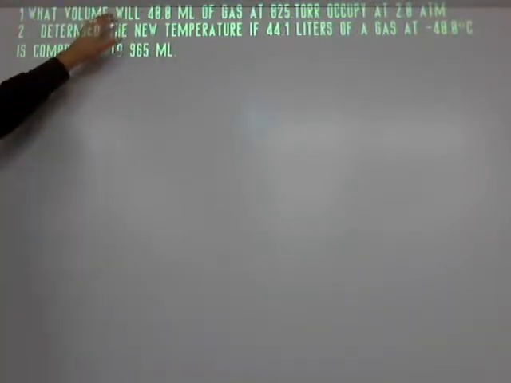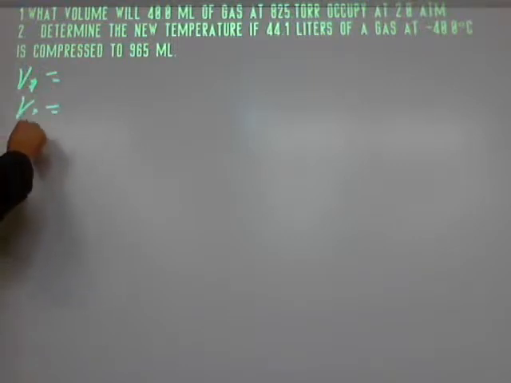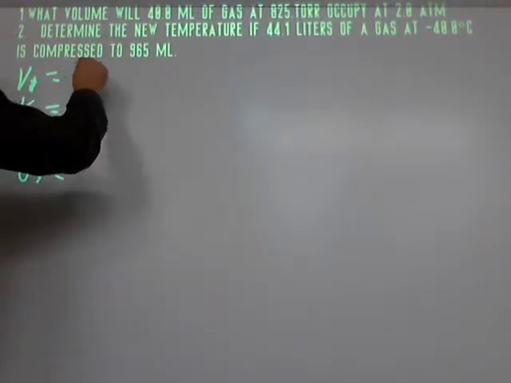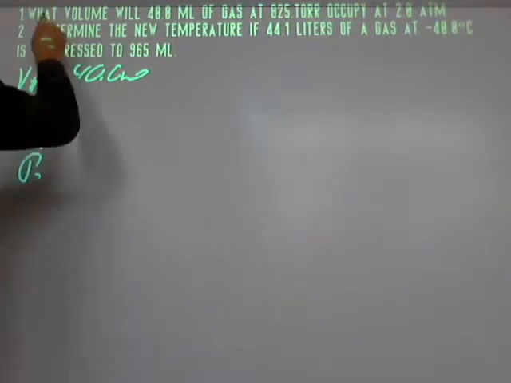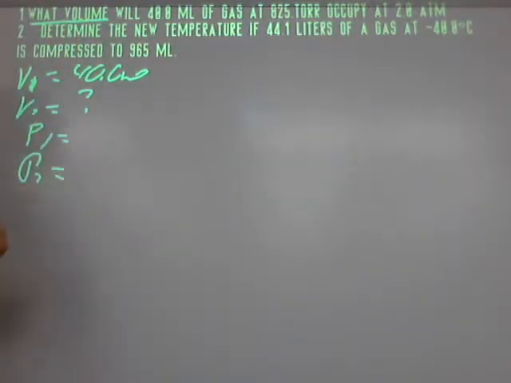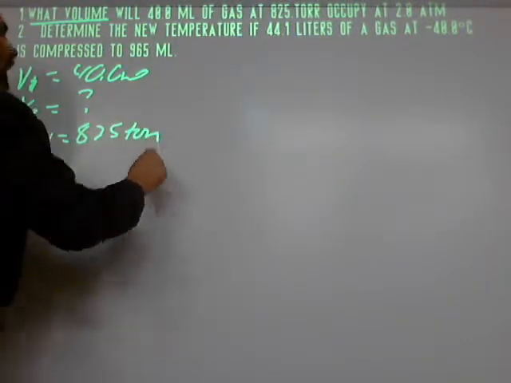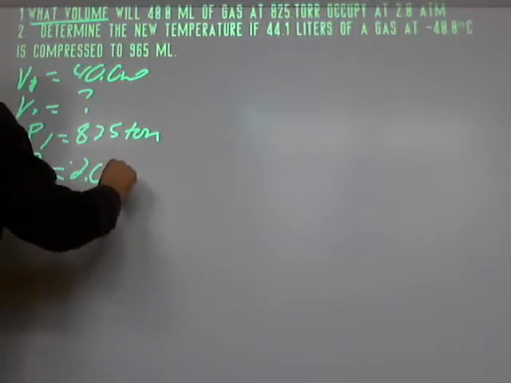I want the volume. I'm given a pressure. I simply start writing my stuff down. V1 over V2 with P1 and P2. I don't have to write T's. Are there any T's in the problem? I'm assuming temperature is constant. Your V1, your initial volume, is 40 milliliters. Your V2, what you're looking for, is the unknown. The P1, the initial pressure, is 825 torr. Do be careful of how the question is asked. I'll talk about that in a second. And the new pressure is 2.0 atmospheres.